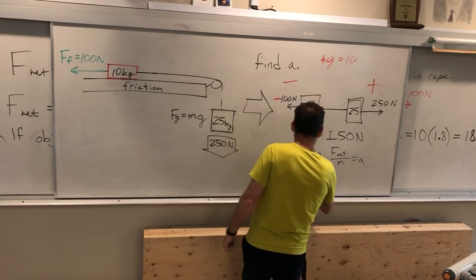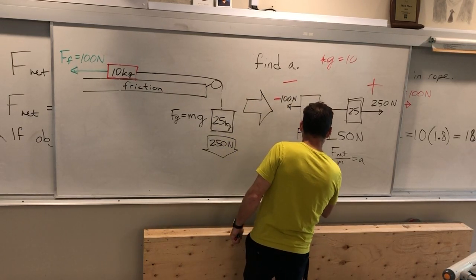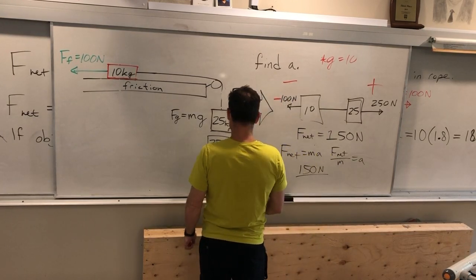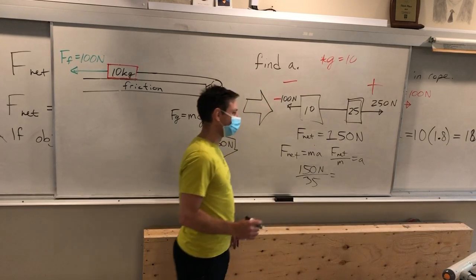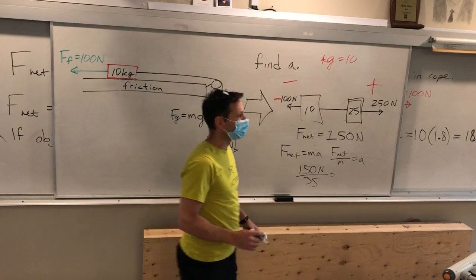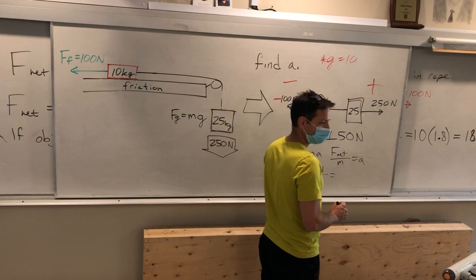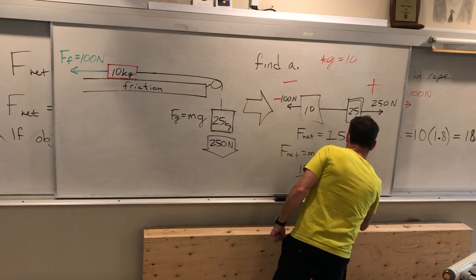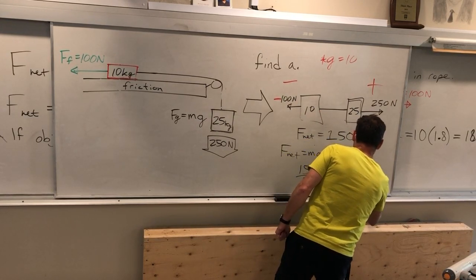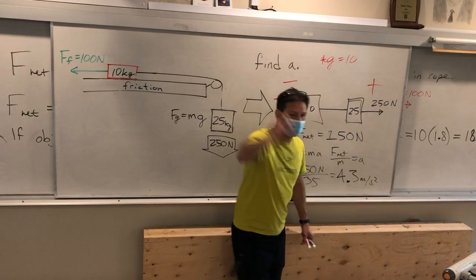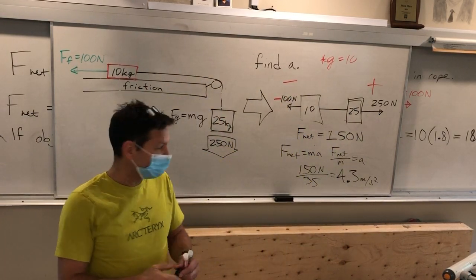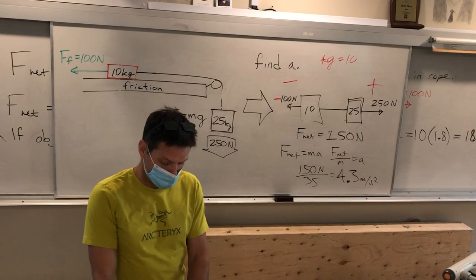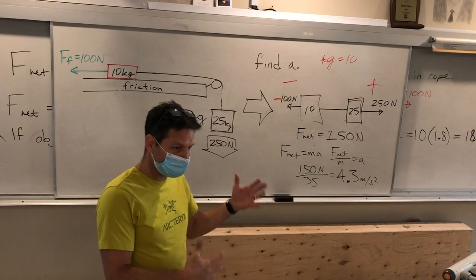So you're going to go 150 over, what's my total? 35? And you should get like 4 point something. 4.3? Yes. Let's go, class. How many people got 4.3? Good. Excellent. So that's a basic tension problem with friction.